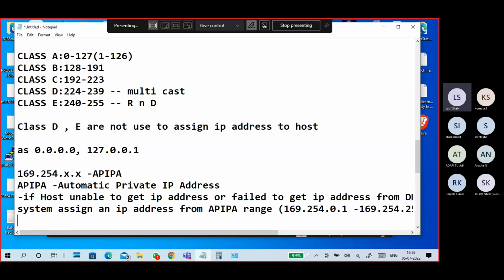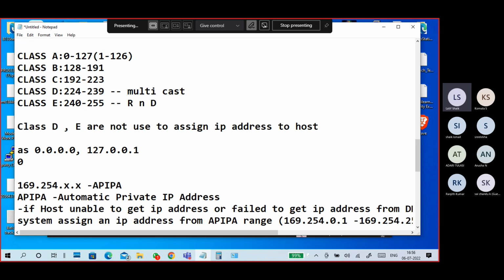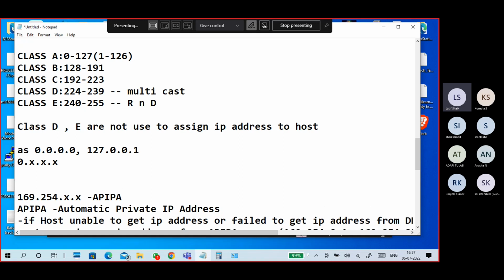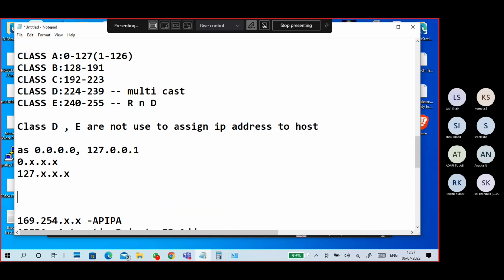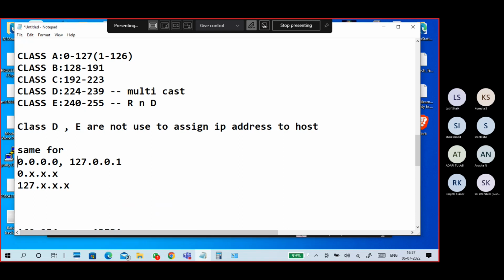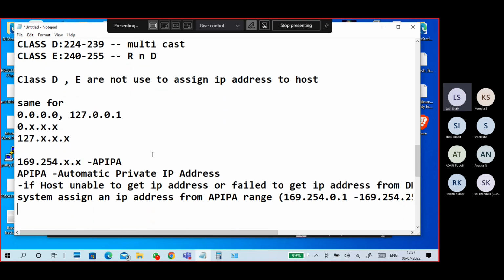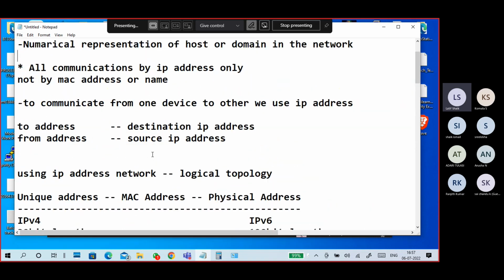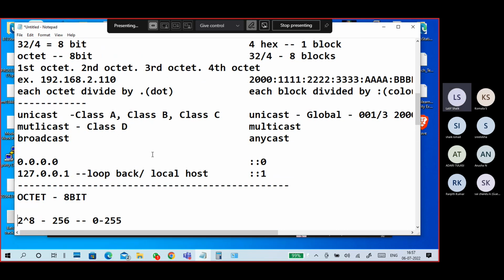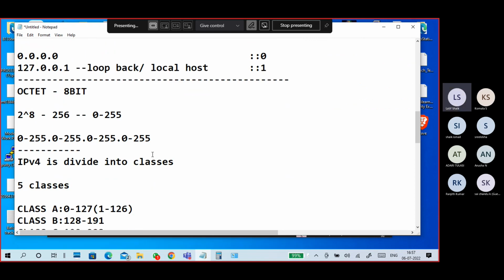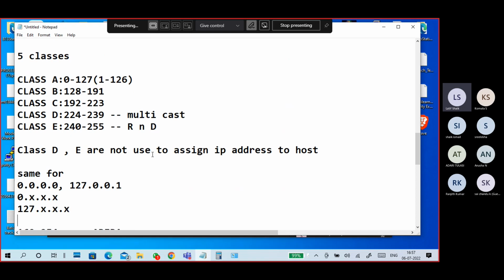So class A, class B, class C are unicast IP addresses. We use the unicast addresses, but 0.0.0.0, 127.0.0.0, anything starting with 0 and anything starting with 1 we don't use. This is all. So these are some parts of IPv6 and IPv4: first of all, the IPv4 and IPv6 difference, what an IP address is, and their classes and their ranges.